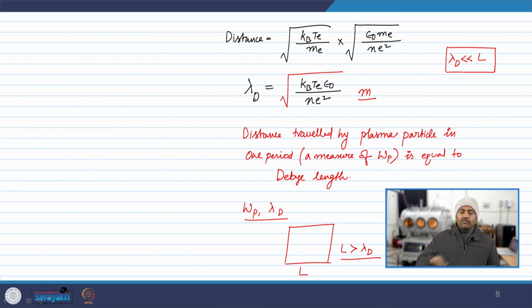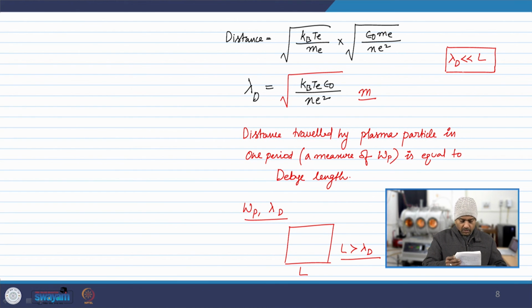Because if plasma is there, it will exhibit oscillations, and these oscillations will have a characteristic time scale, and with this characteristic time scale, you will have a characteristic length, which is nothing but the Debye's length. So, you cannot have plasma oscillations unless this characteristic length scale is established. So, your length scale of plasma should always be greater than the Debye's length. This can be treated as another plasma criteria.